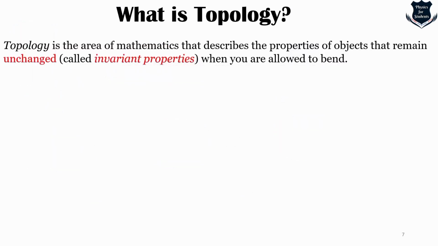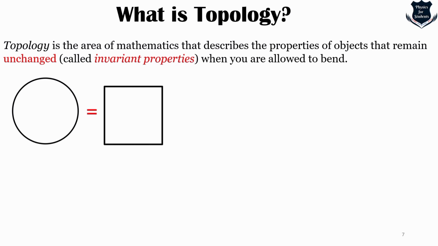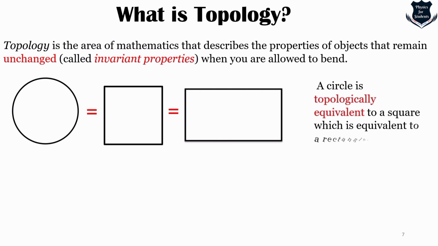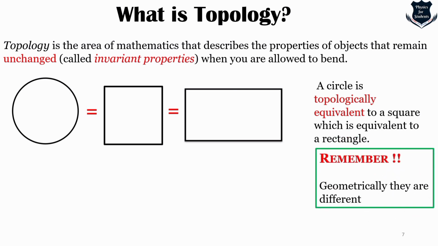So topology is the area of mathematics that describes objects with properties that remain unchanged, which are called invariant properties. If I may show you, for example, if this is a circle, it is equal to a square, which can be equal to a kind of rectangle. So I can say that a circle is topologically equivalent to a square, which is equivalent to a rectangle, but mind you, it is geometrically different.